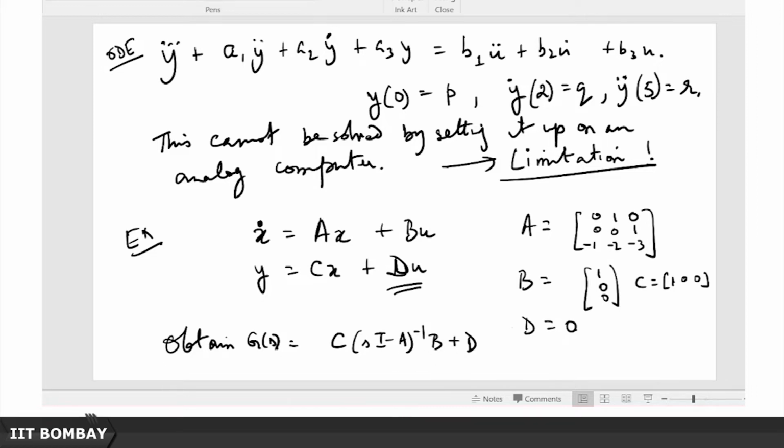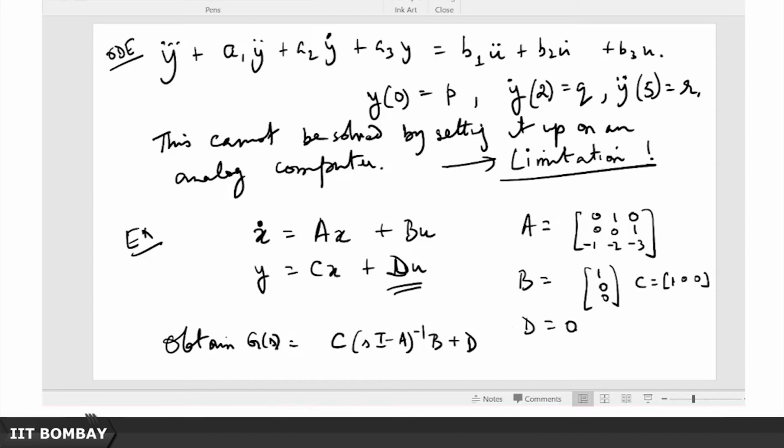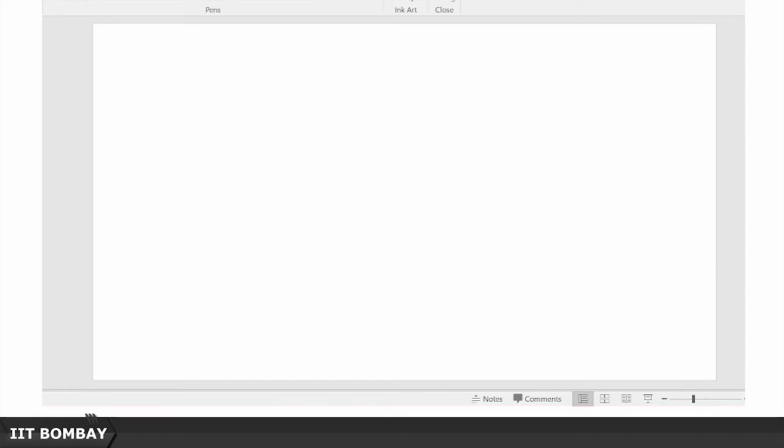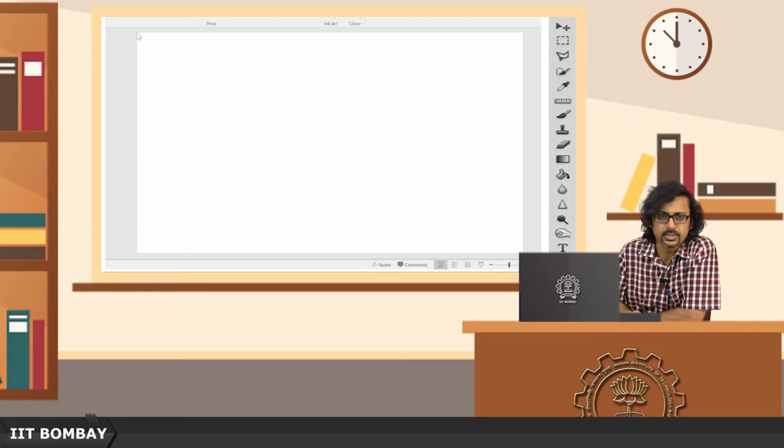Alright, this is what we are required to obtain. So how do we go about this? You might ask, how do we go about this? Okay, so let's try to cut to the chase and get ourselves going. So what is the first thing we do?